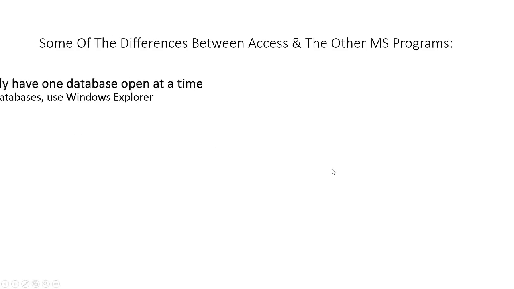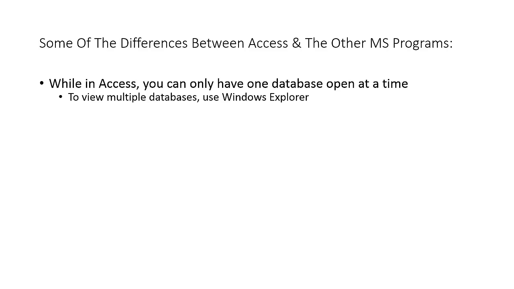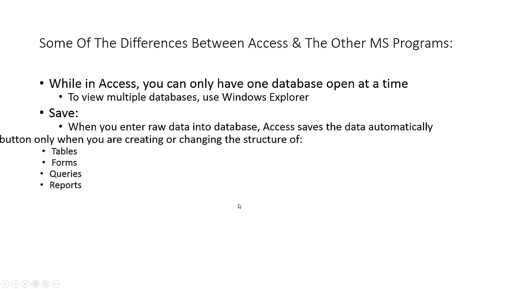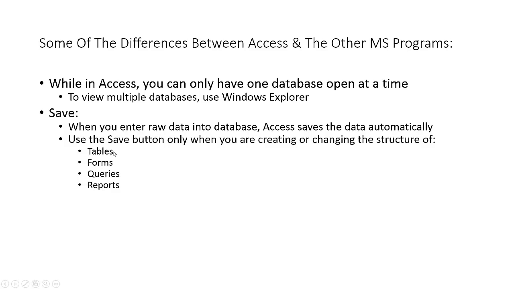Last slide here, some of the differences. While in Access, you can only have one database open at a time. No problem. Multiple databases, you want them open up, use Windows Explorer and double-click each file. Save, when you enter raw data, it's automatically saved, but you have to use the Save button or Control S anytime you create or change the structure of any of the objects.